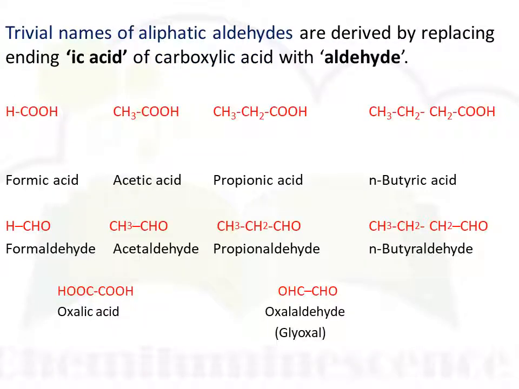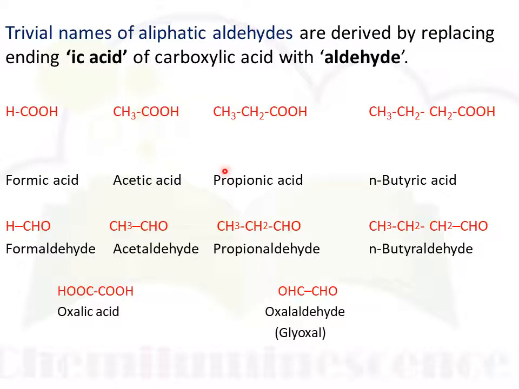Let's see the trivial names of aliphatic aldehydes. Trivial names of aliphatic aldehydes are derived by replacing the ending -ic acid of the carboxylic acid with aldehyde, because we know that carboxylic acid is an oxidation product of aldehyde. Hence, the name of the aldehyde is derived from the carboxylic acid. Let's see with the help of examples. The first one is formic acid, and the first member of the aldehydes is formaldehyde.